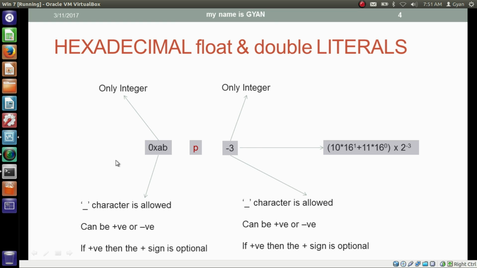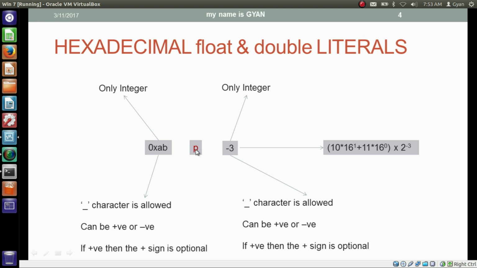Similar to decimal scientific representation of fractional number, we have three parts of hexadecimal scientific representation of fractional numbers. The first one is significant. This p represents power of 2 and this is the exponent. Here 0x in beginning says that number is in hexadecimal. The significant part can only be in integer. Underscore character is allowed in the significant part and the significant can be both positive and negative. If this significant is positive, then plus sign is optional. If this significant is negative, then we must have to provide minus sign here.